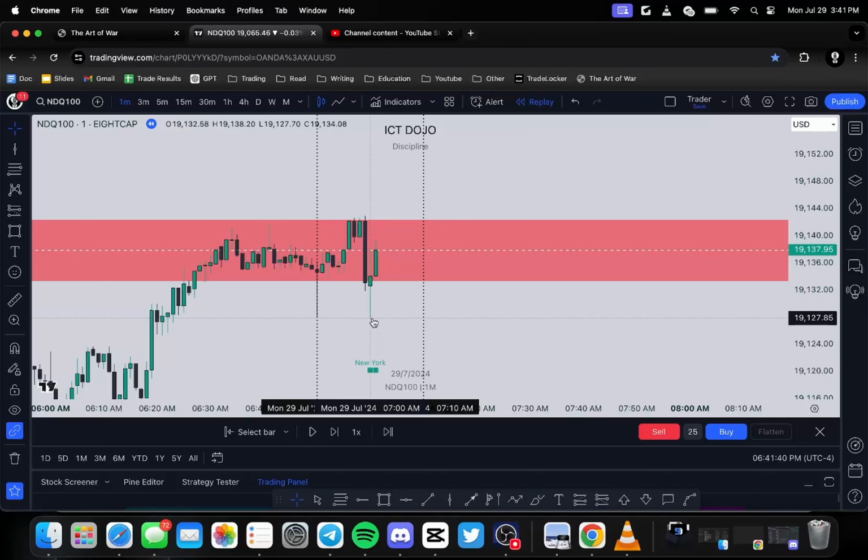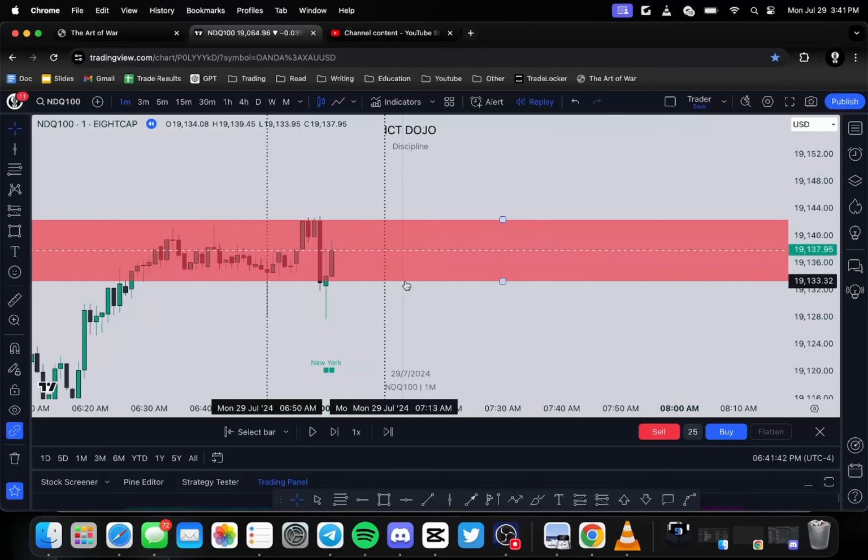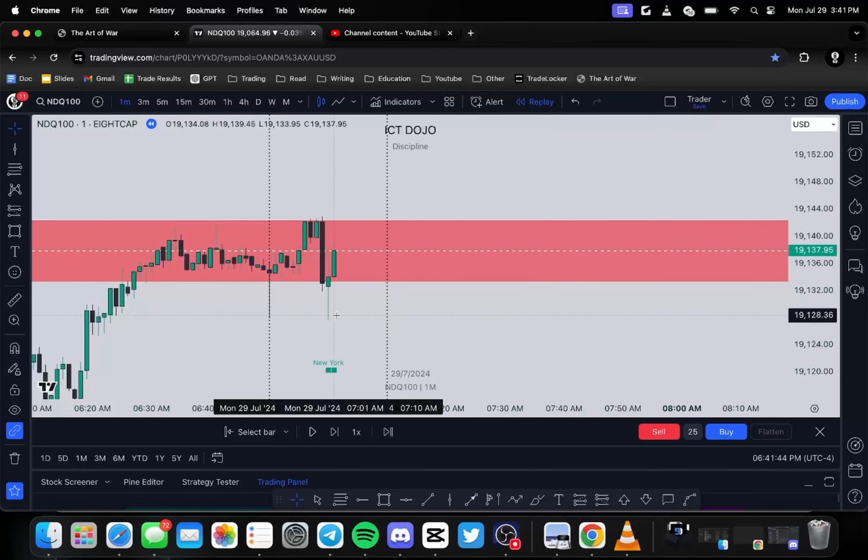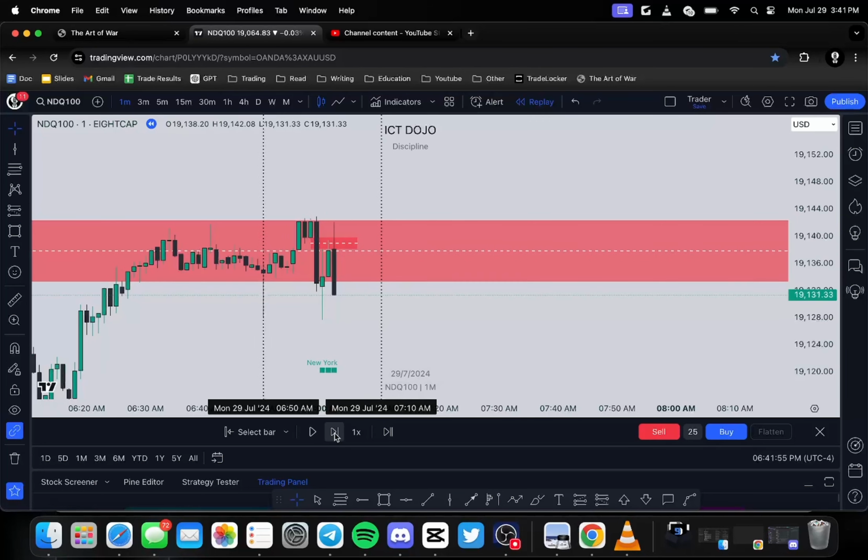So what would be the target? It just swept this low here. We're obviously bullish. Let's look for confirmation. Say we missed the buy from here. We're going to wait for it to close above this fair value gap here. See on the 1-hour or 1-minute chart, we have this fair value gap.